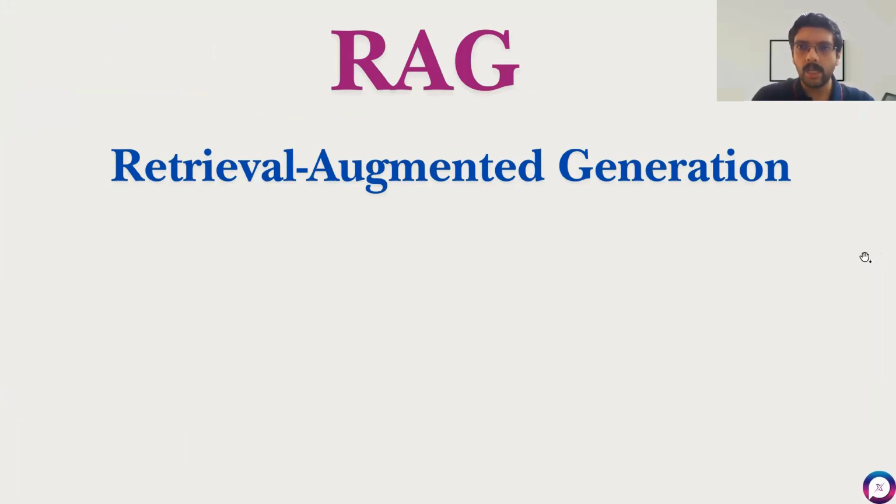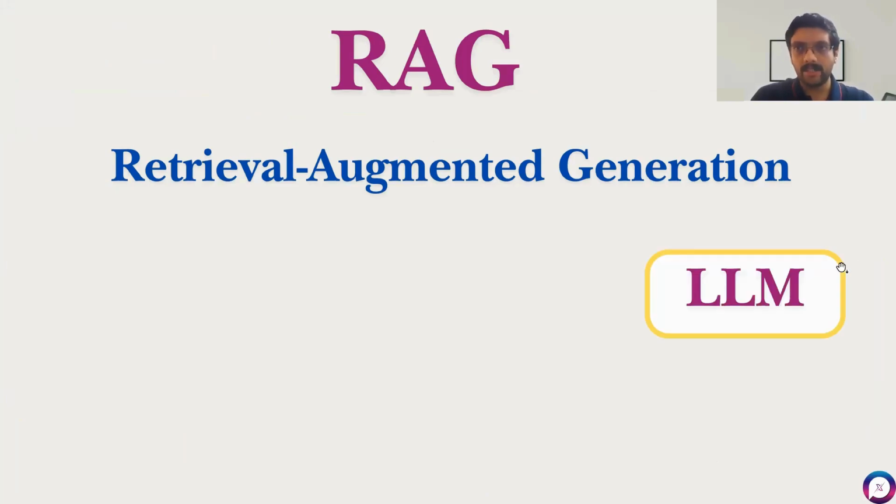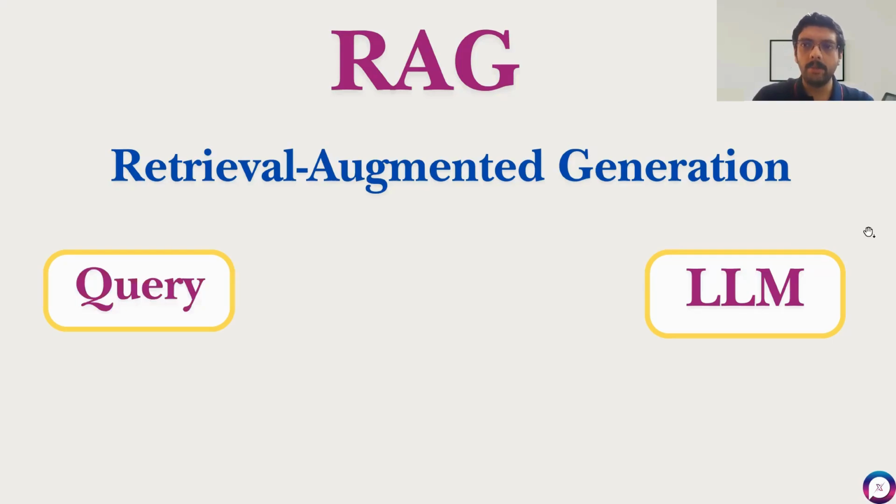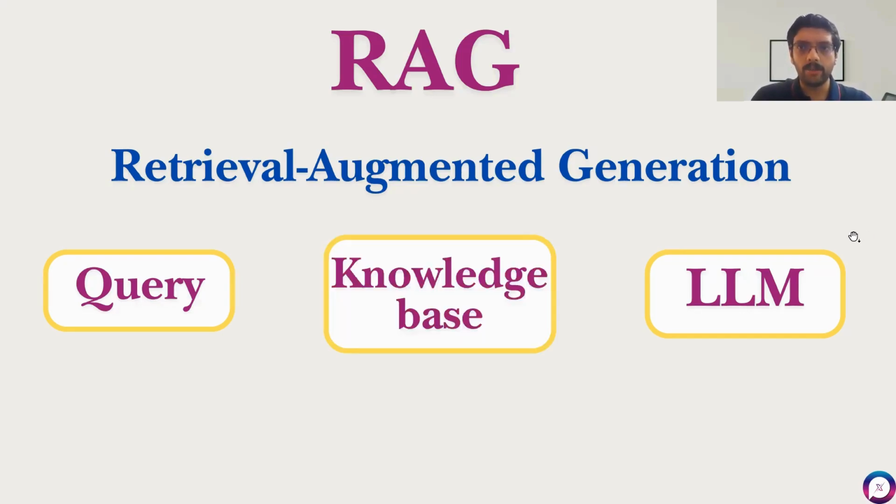What does this mean? Well, generation, as we know, is related to the LLM or large language model that's capable of generating text. And by retrieval augmented, what we're saying is you give a query to an LLM to get a response. But now what you're trying to do is augment that query with information from a knowledge base so that the LLM can give you a better answer.